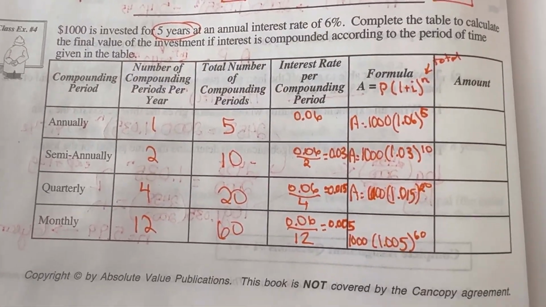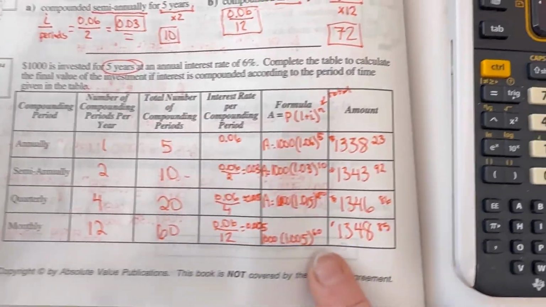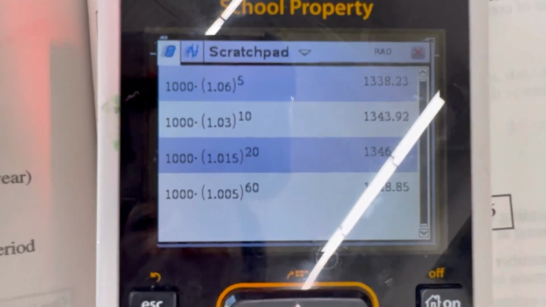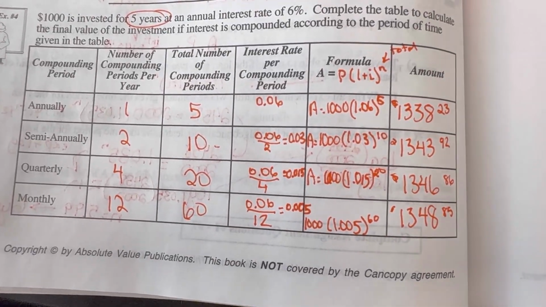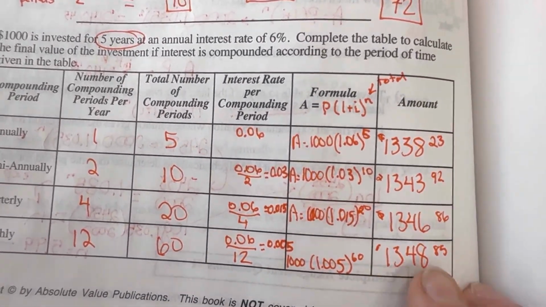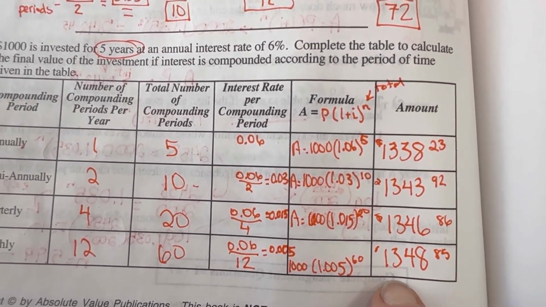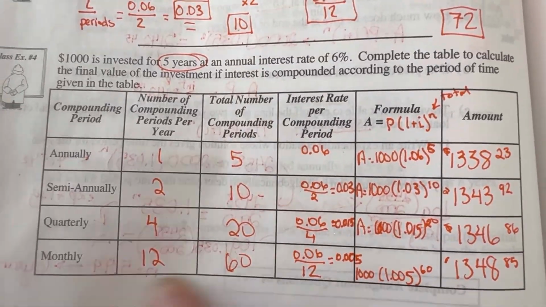Okay, and then let's plug these all in. There's the numbers there, and that's how I plugged it in. So we do see that the more compounding periods you have, the more the interest is accrued. Something to think about if you are investing money.